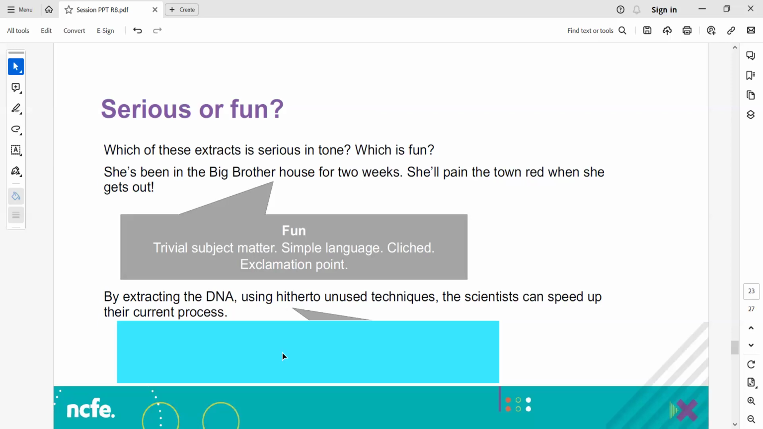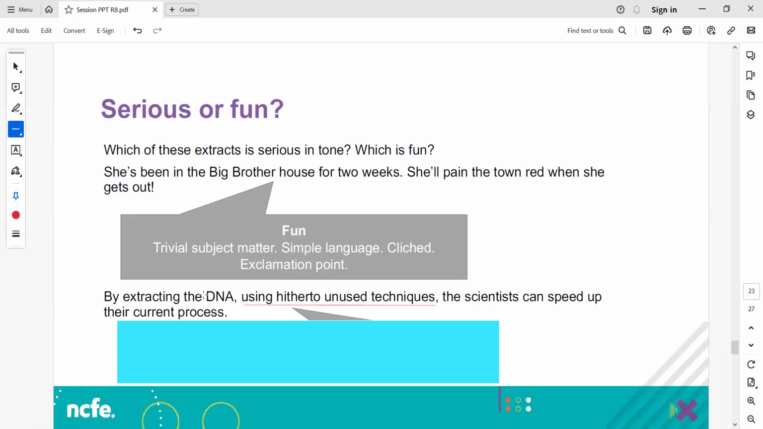I think the commas are too much. I don't think they're too much. We have got the commas in there, but they're used because we've got a subordinate clause. So this is the subordinate clause: using hitherto unused techniques. So this part could be taken out. We could get rid of that and the sentence would still make sense. By extracting the DNA, scientists can speed up their current process.